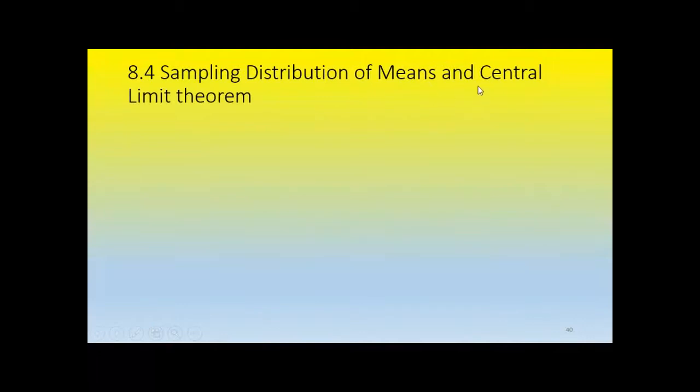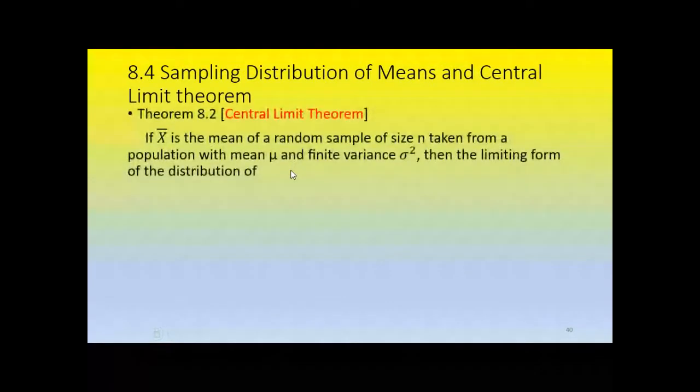Sampling distribution of means, central limit theorem. So here, if x bar, what is the central limit theorem? There may be questions from the central limit theorem. If x bar is the mean of a random sample of size n taken from a population with mean mu, and with finite variance sigma square, then the limiting form of the distribution of z.